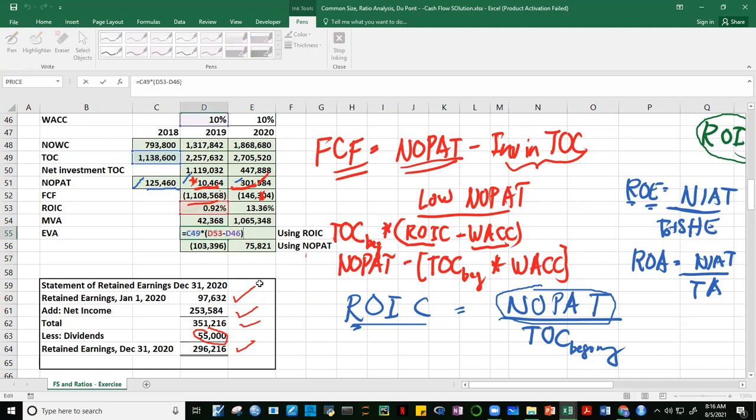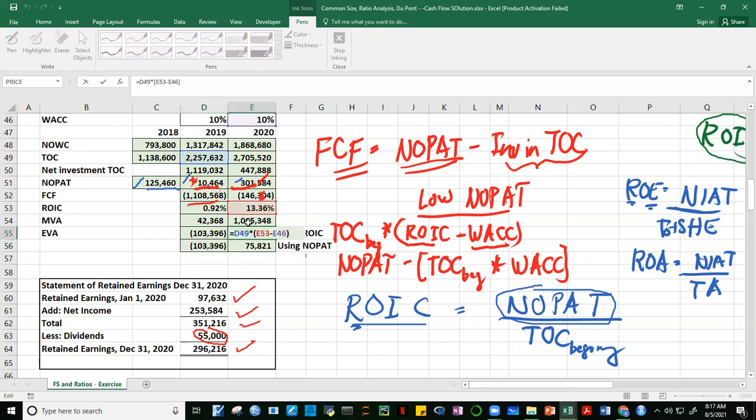So if I flash this formula, it's the beginning capital, C49, times the difference between your ROIC and your weighted average cost of capital. So dito, very easily makikita natin na negative siya. Negative. Kasi ang ROIC natin, 0.92 lang. Ang WACC natin, 10%. Okay? So negative. Therefore, kaya nga naging negative din yung answer natin dito. Negative 103. And pareho lang yan, guys. No? Pareho lang yung EVA natin dito.